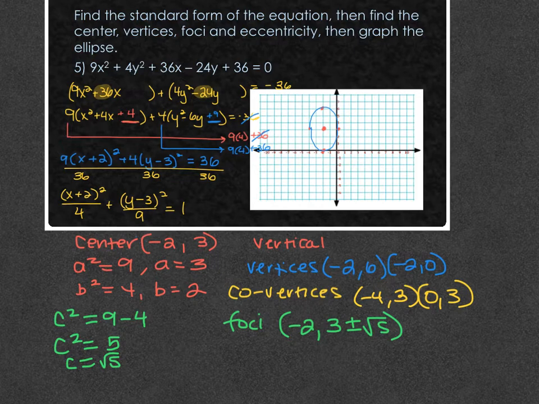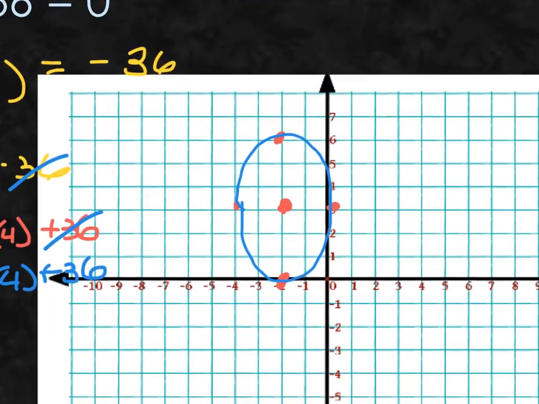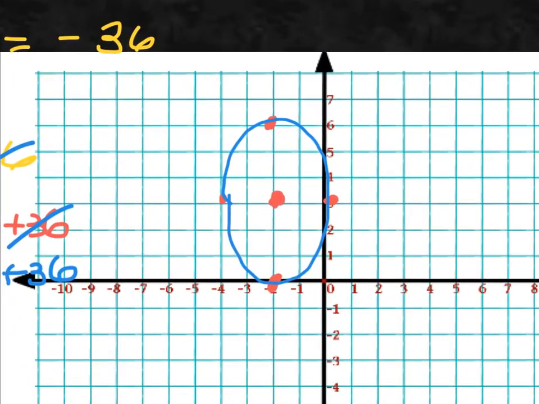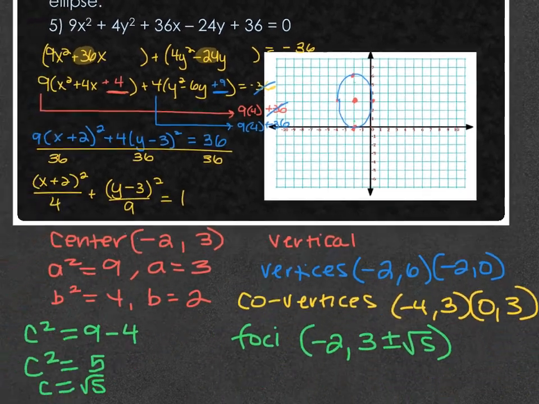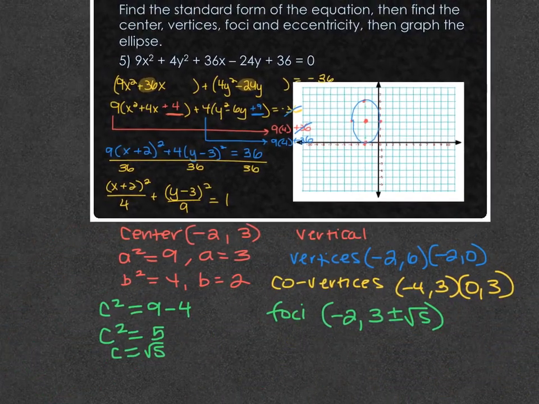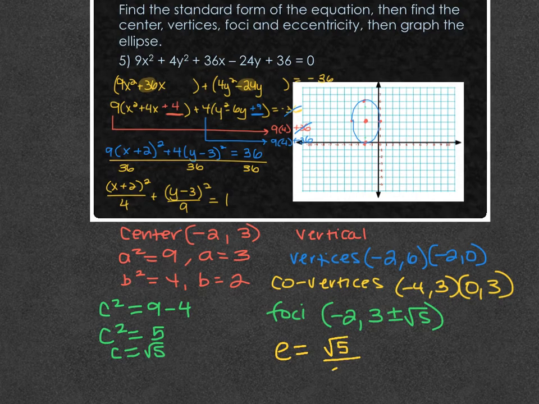If it asked you to graph it, you would approximate. Root 5 is just a little bit bigger than root 4, right? So I'd be going just a little bit bigger than 2 up and down. And then the last thing here is the eccentricity, which is the square root of 5 over 3.